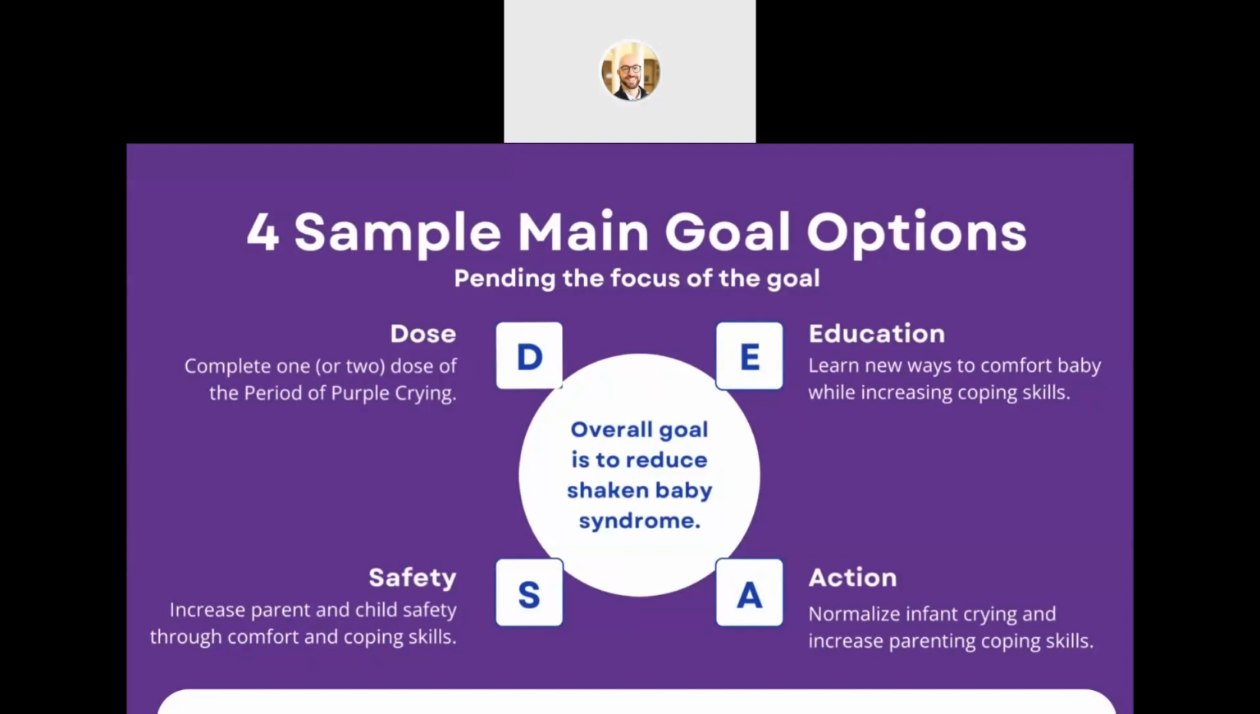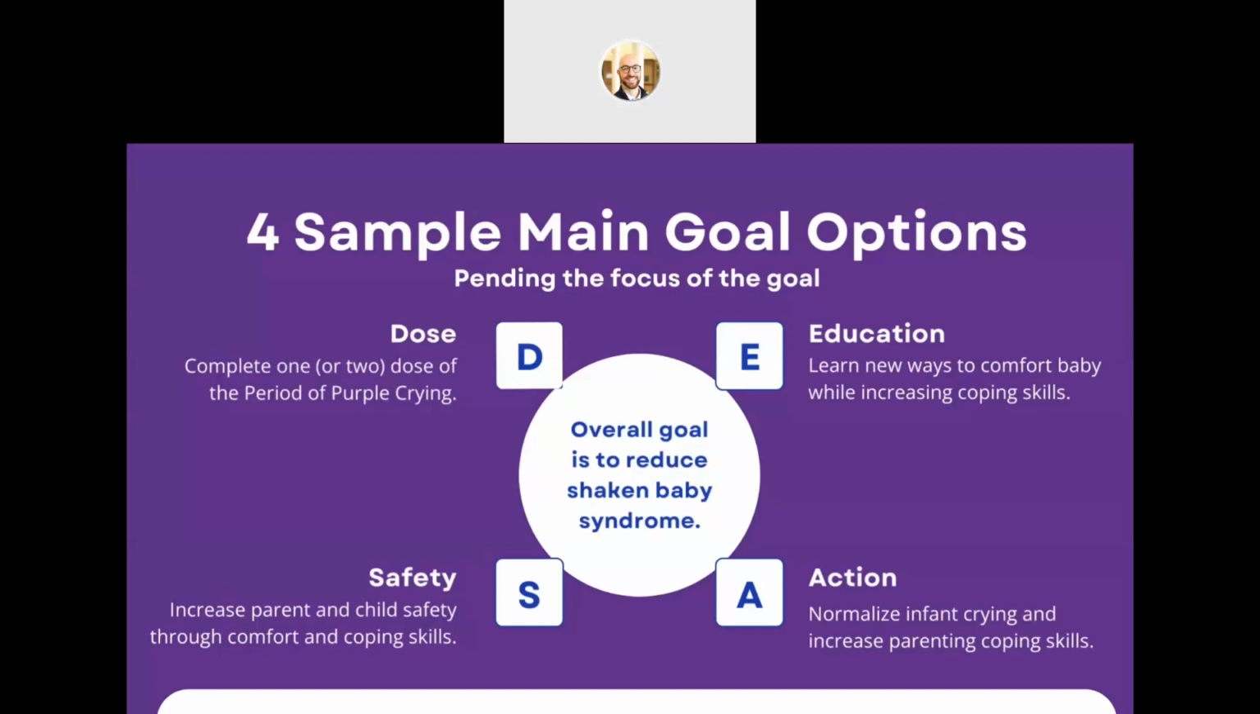The word normalize is not a word that you use a whole lot in today's vernacular, so the family may or may not be able to grab hold of that. Or we could just focus on straight safety, which DCS would probably love: increase parent and child safety through comfort and coping skills. These are just samples for you, but you could take one of these and combine it with another one.